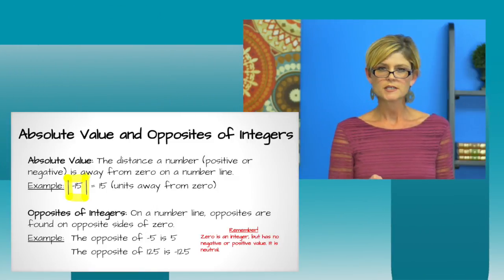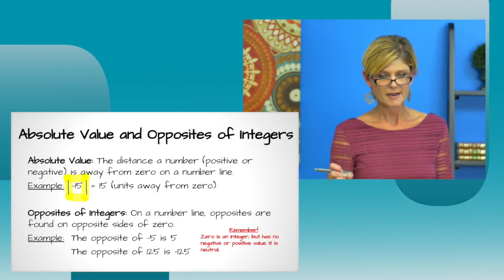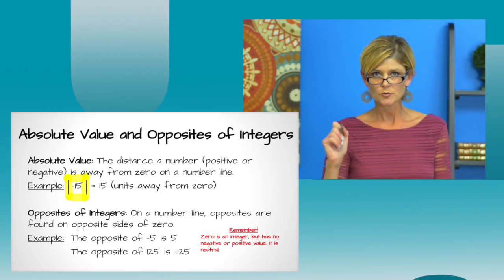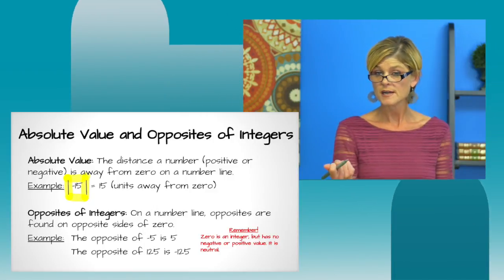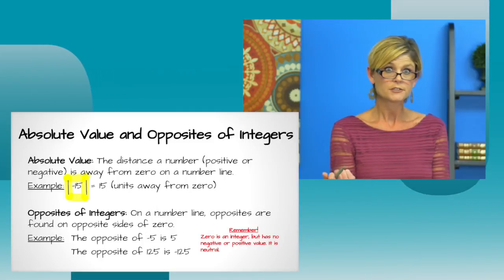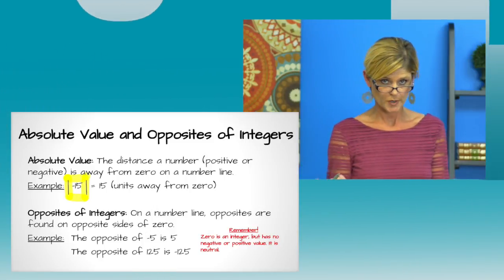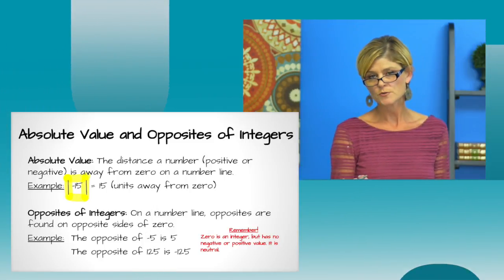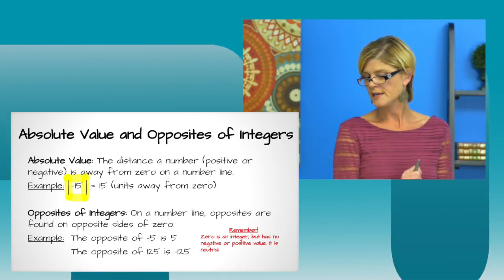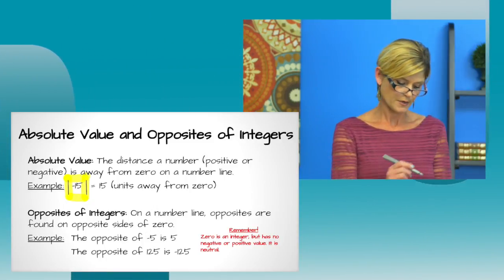Also, you always want to keep in mind that integers have opposites, that every number's opposite is the same number with the opposite sign. So the opposite of -5 is 5. And the opposite of 125 is -125. And also it's important to remember that 0 is an integer, but it doesn't have any positive or negative value.